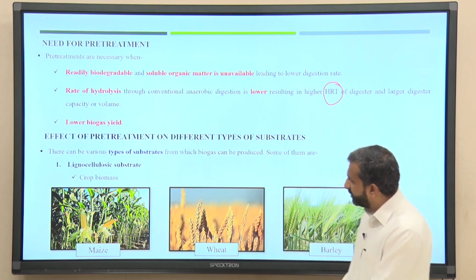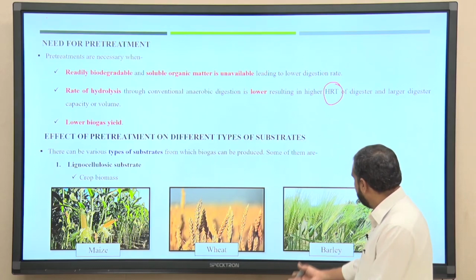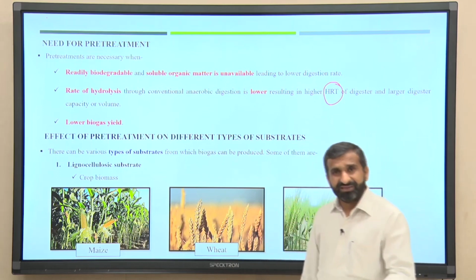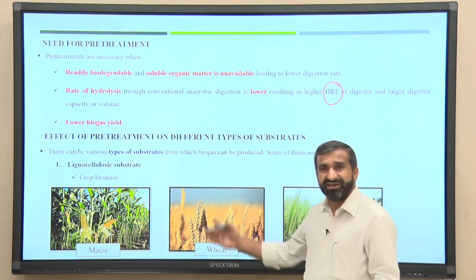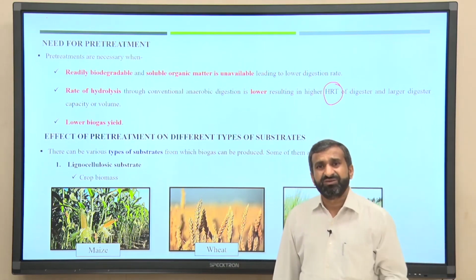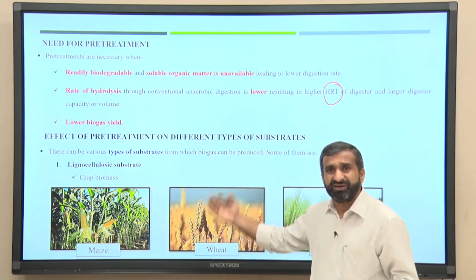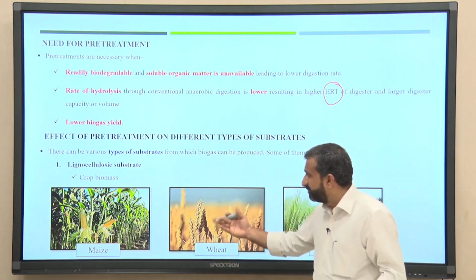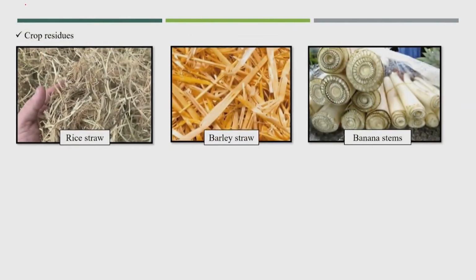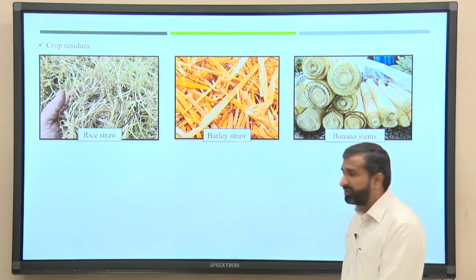So, the first is lignocellulose substrate like crop biomass, such as maize and wheat. A huge amount of crop biomass is produced, and you know that in Delhi everyone is talking about air pollution caused by the burning of agriculture residue in Haryana and other states near Delhi. This agriculture biomass can be useful for the production of biogas. Next is crop residues, like rice straw and banana stem. A huge amount of this agriculture waste is produced in India and most developing countries.